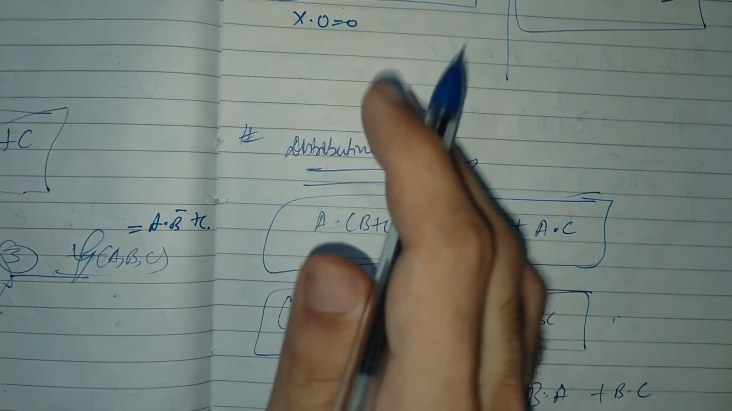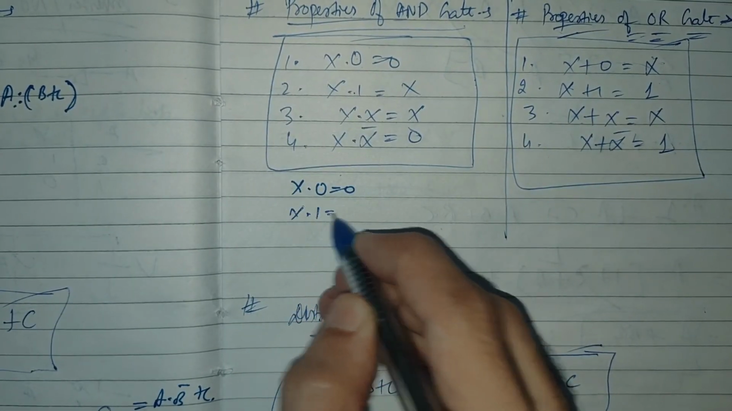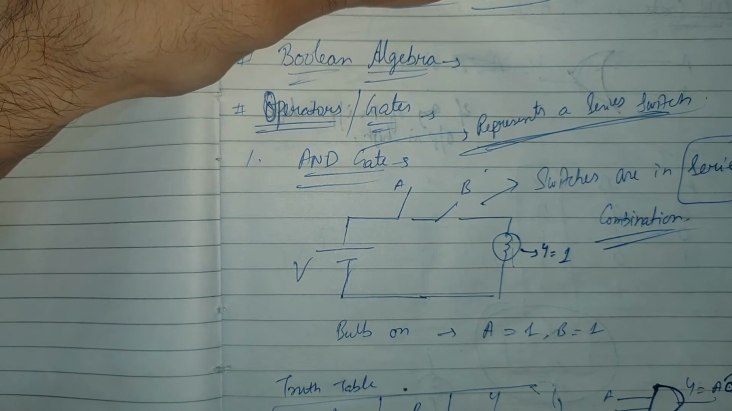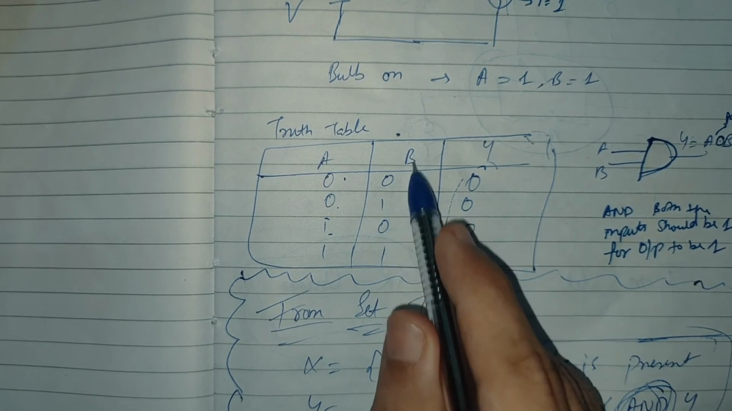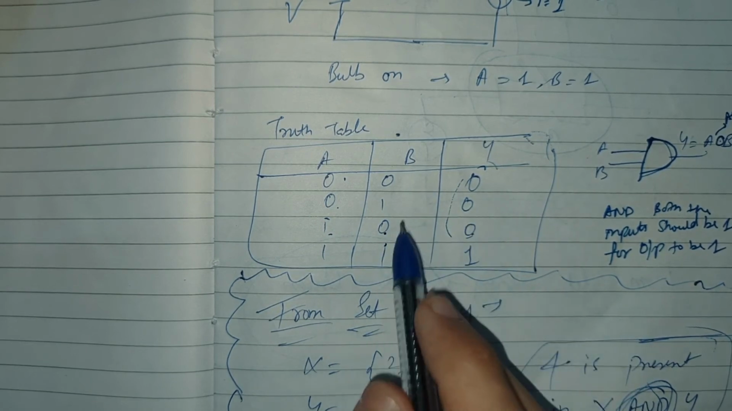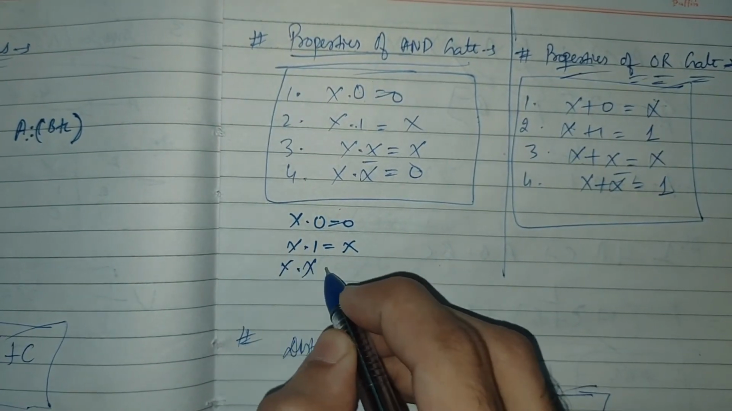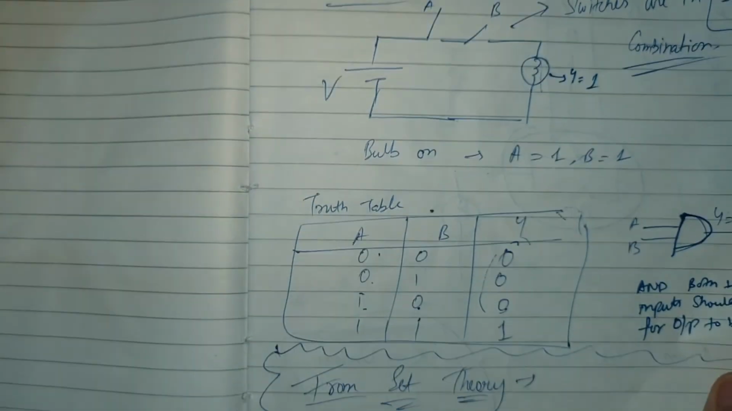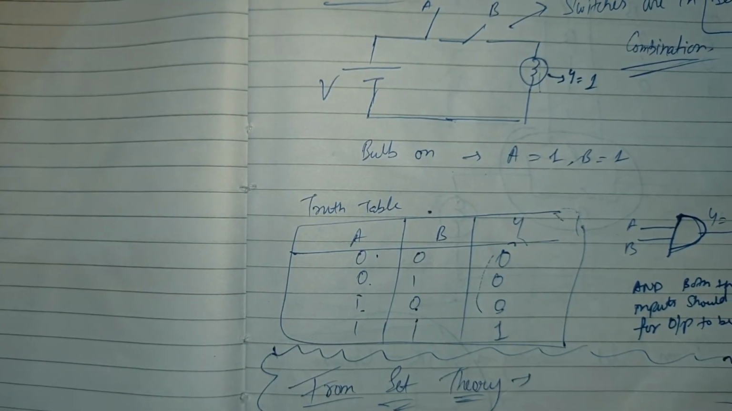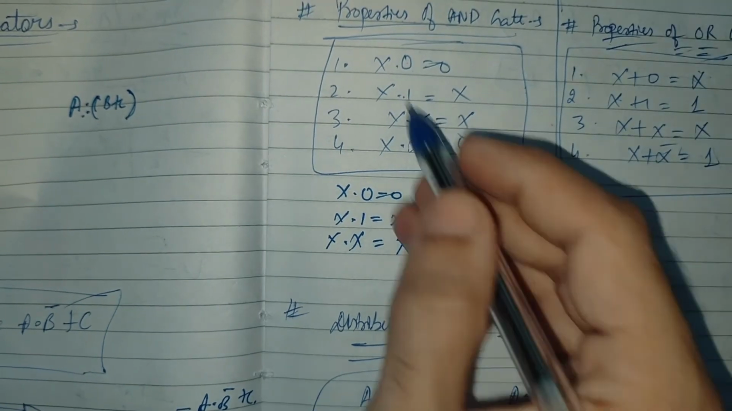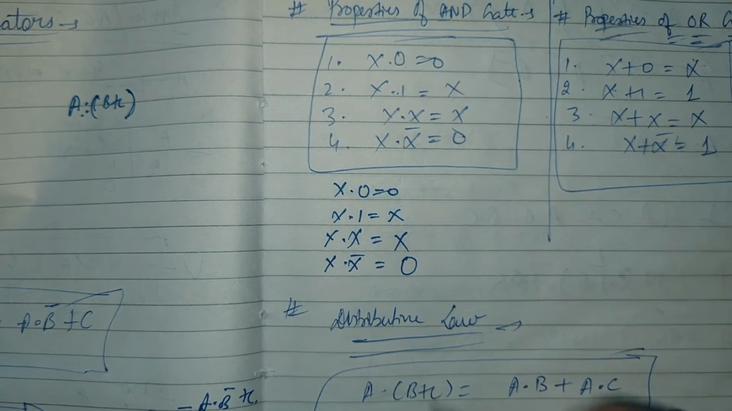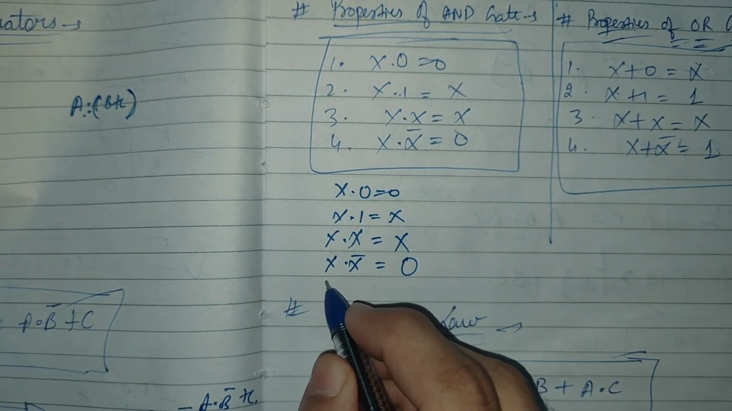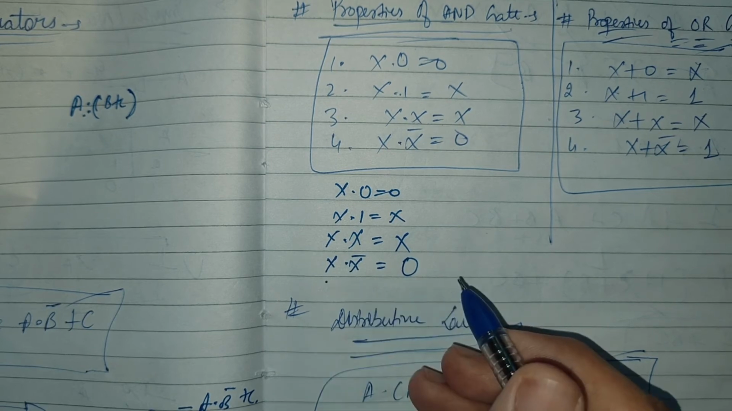Okay, then x dot 1 is x. We can see the 1 1 case, a is 1 in both the cases, so the output is b. Here b is 0, output is 0. Here b is 1, output is 1. So x dot 1 is x. x dot x is equal to x. We can see that 0 dot 0 is 0, 1 dot 1 is 1. This is all from the truth table, you know. x dot x bar is equal to 0. Obviously, if suppose x is 1, x bar would be 0, 1 dot 0 would be 0.